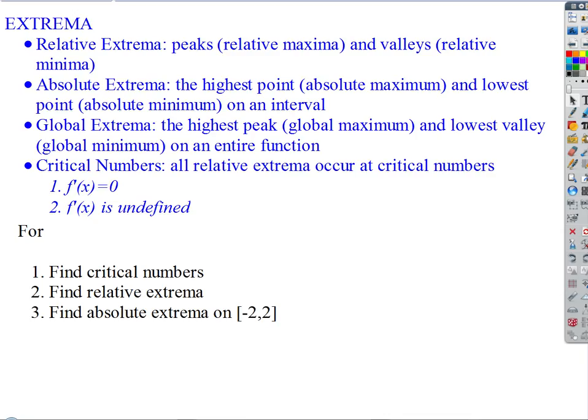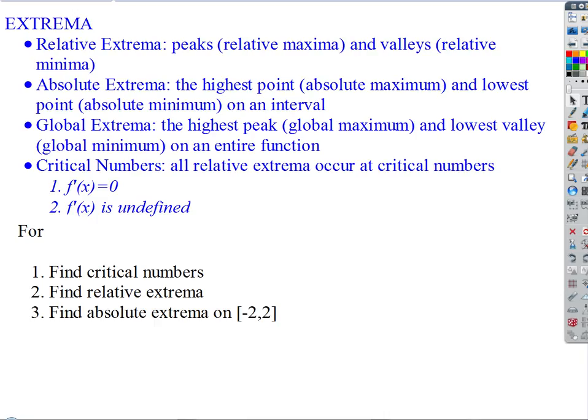guys. Okay, quick review of yesterday's topic. All right, so we talked about extrema yesterday. And we broke that down into 3 categories, just to summarize. And this is how you can think of them.